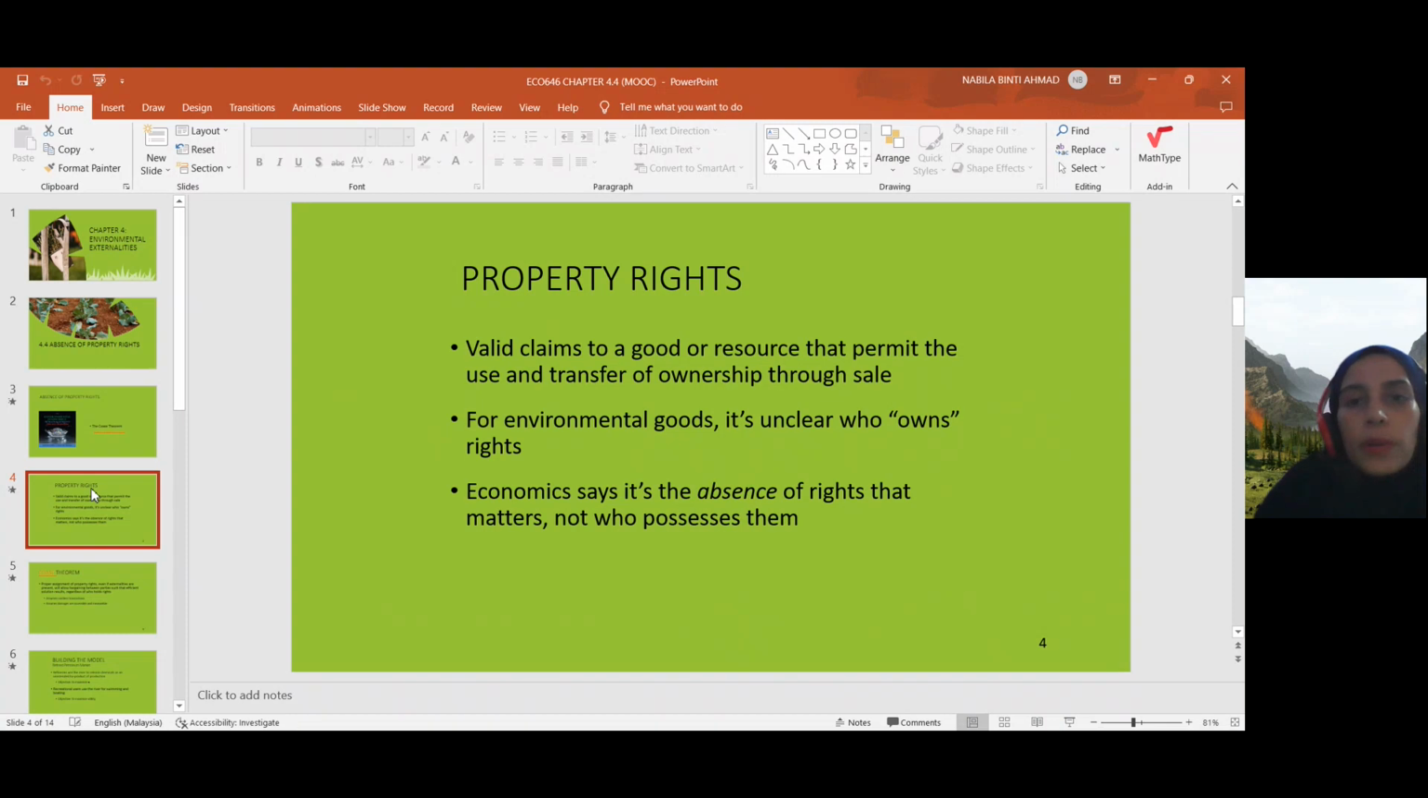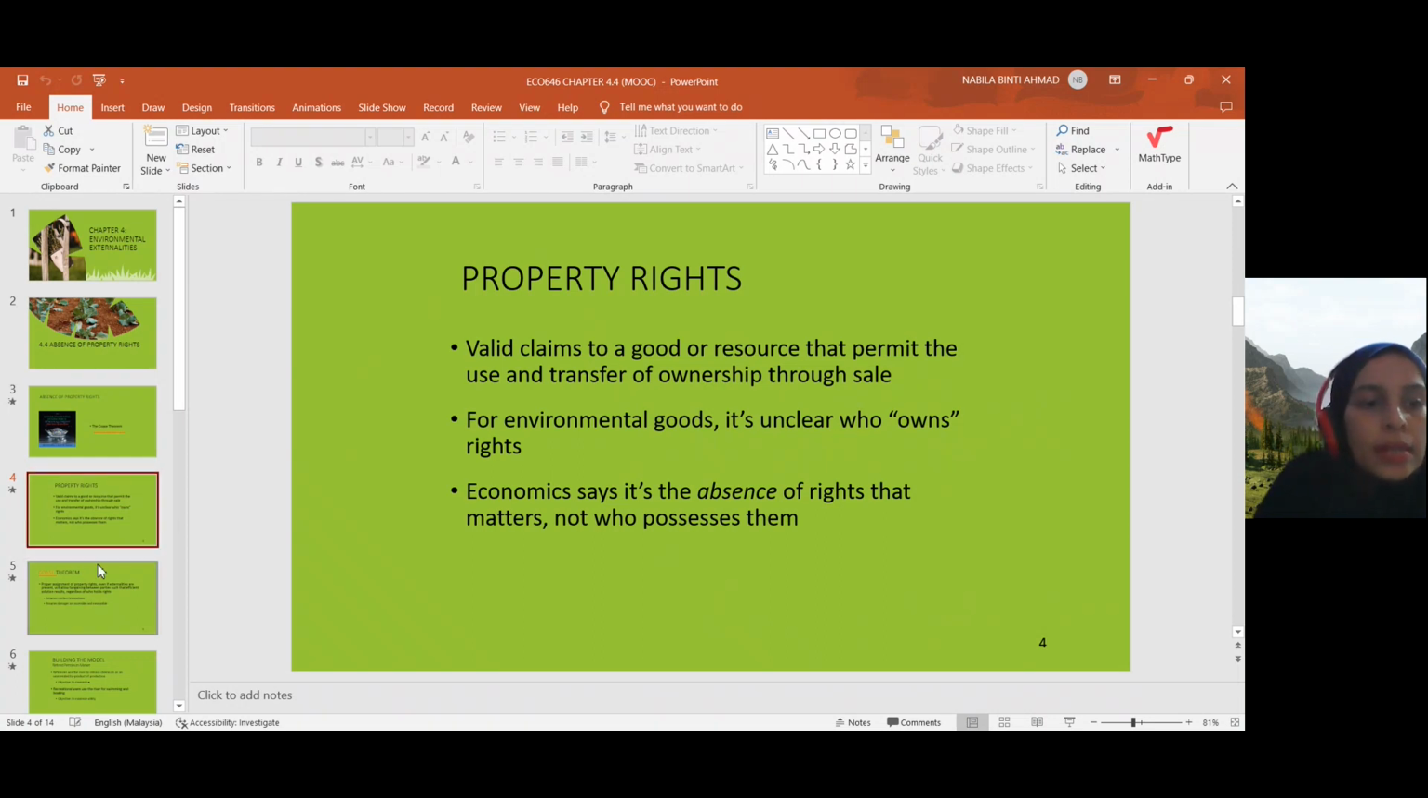Okay, what are property rights? They are valid claims to a good or resource that permit the use and transfer of ownership through sale. For environmental goods, it is unclear who owns the right. Economics says it's the absence of rights that matters, not who possesses them. So we are not talking about who owns the property, but we are going to look at the property rights.